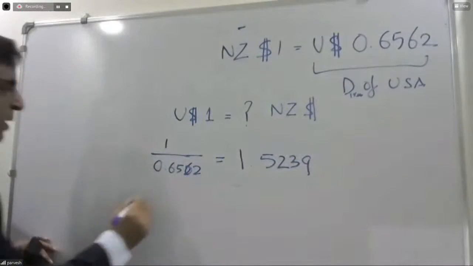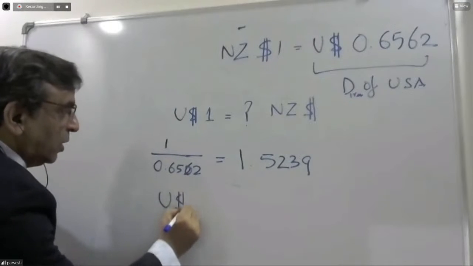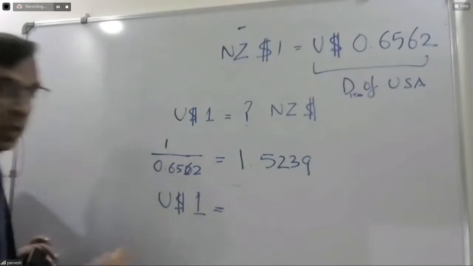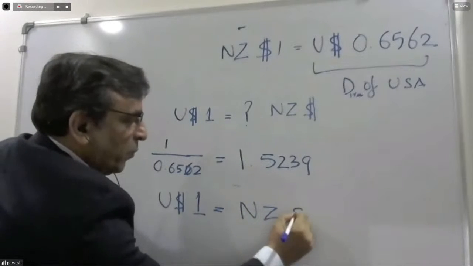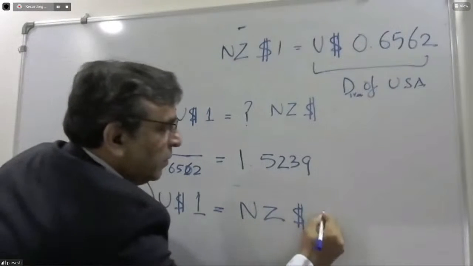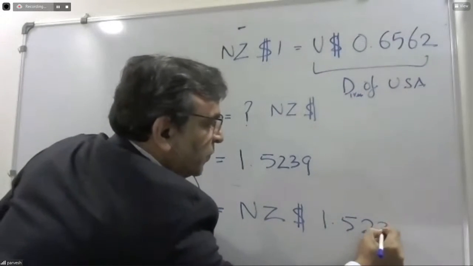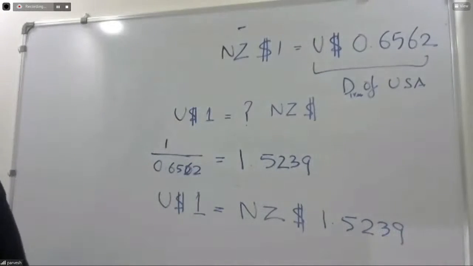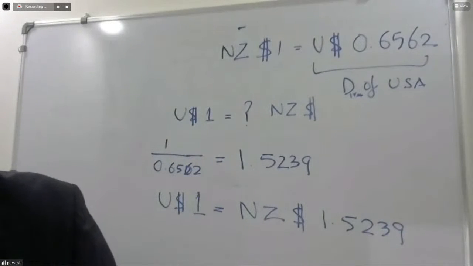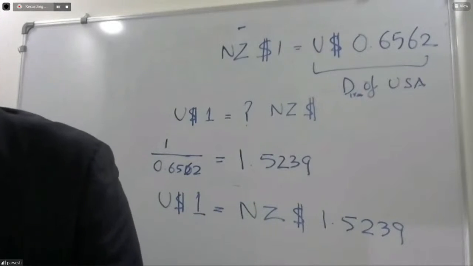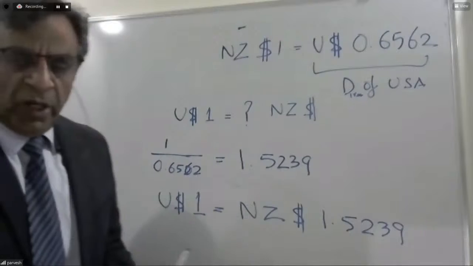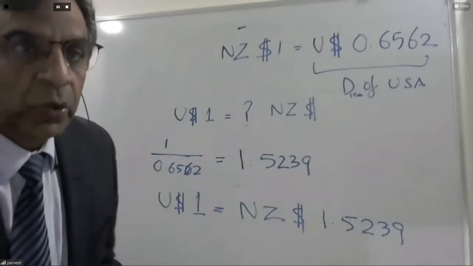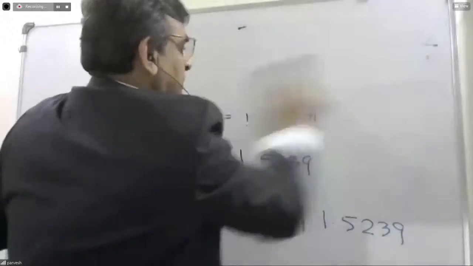So if we write it properly, it will be $1 is equal to New Zealand dollar 1.5239. Okay. Yeah. Chavi, yes, good that you're doing it. And I'm getting a lot of answers. Kostav is also done. And Gomti has also done it correctly. Very good. So some one or two more. Okay. Now we come to a simple one, the simplest one.